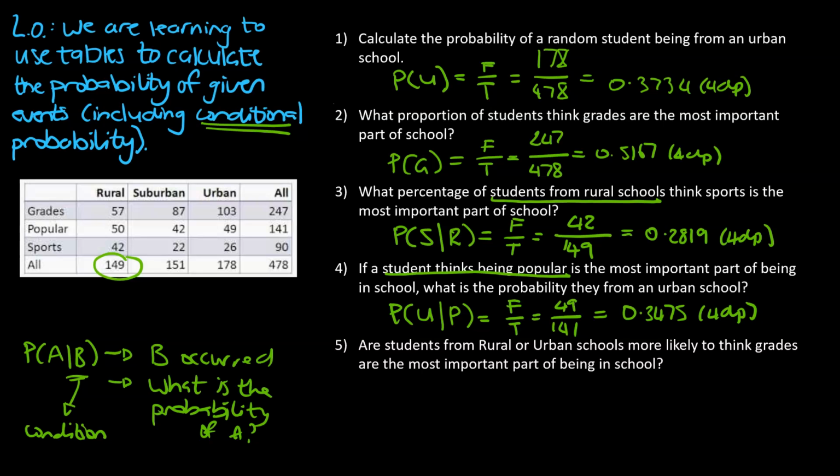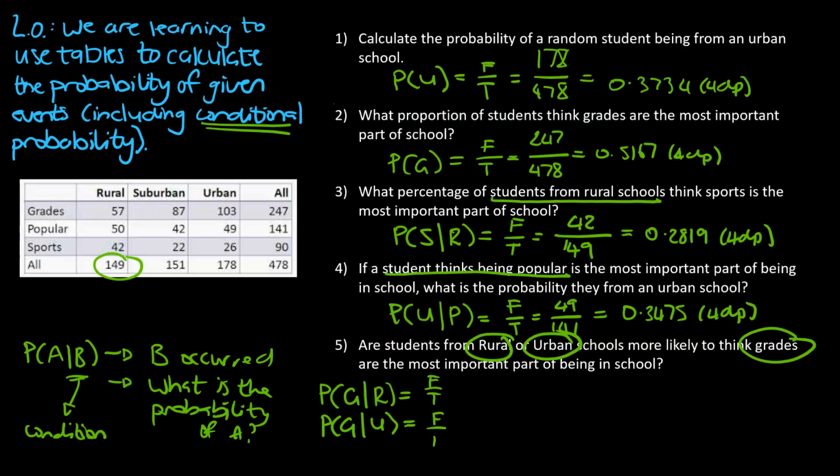And we're now going to move on to the hardest question, question 5. Are students from rural or urban schools more likely to think grades are the most important part of being at school? So what this question is doing is it's asking us to compare rural and urban schools regarding the grades and whether or not they think they're the most likely to occur. So what we need to do is we need to do two things. We need to find, well, what's the probability of grades being the most important given they're from a rural school? And then the same thing, what's the probability of grades being the most important, but this time around given they're from an urban school? So we can go ahead and calculate the probability of both of those.